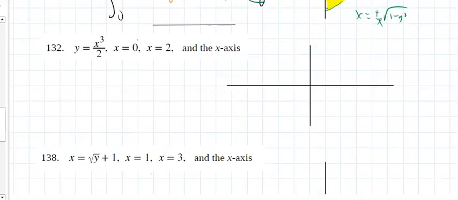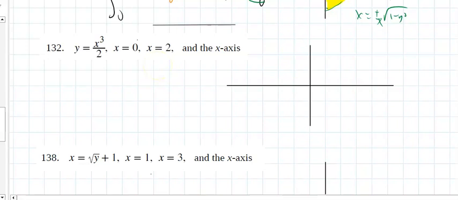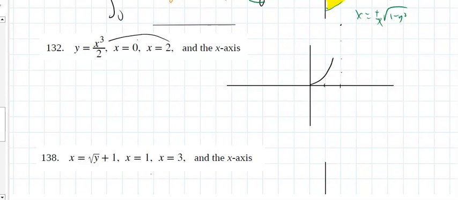Okay, the following problem again. y equals x cubed divided by 2. So x equals 0, and if we put 2 in, that will be 4. So a cubic looks like this. It's kind of like a parabola but steeper. x equals 0, x equals 2, and they did say x-axis. They're talking about this. We're going to rotate this about the x-axis.